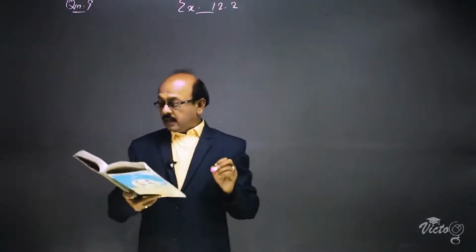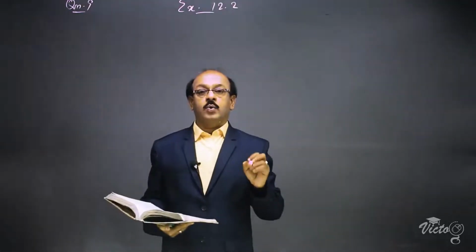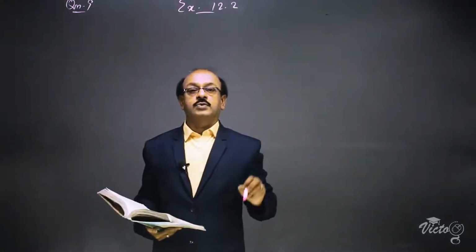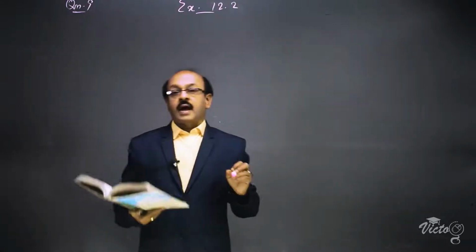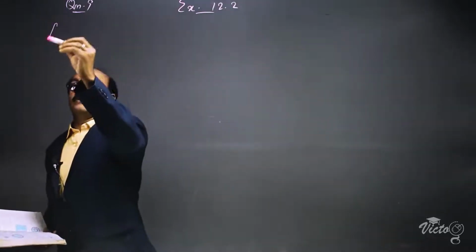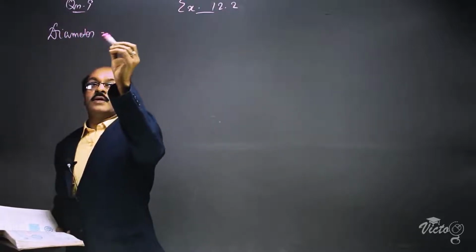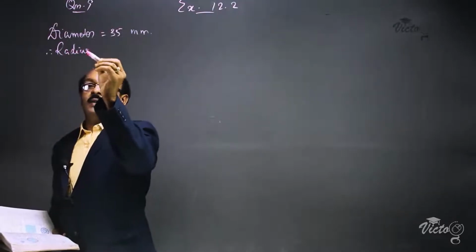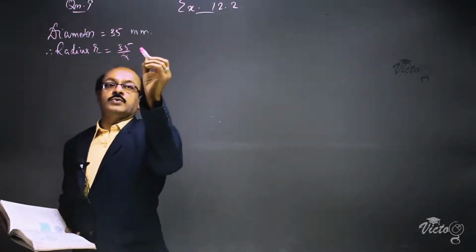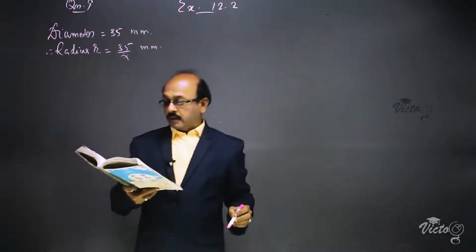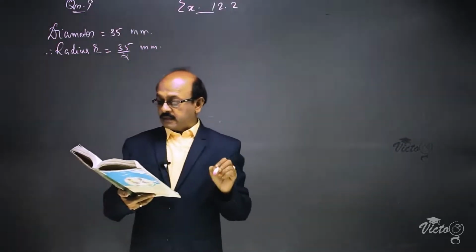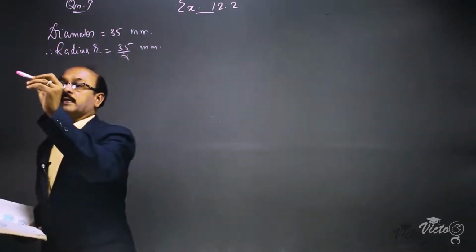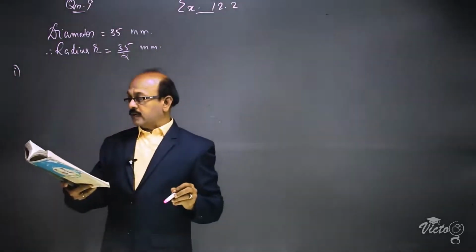First part is the total length of the silver wire required. Second part is the area of each sector of the brooch. These are the two parts we have to find out. Given diameter is 35 millimeter. Therefore, radius R is equal to 35 by 2 millimeter. And there are 10 sectors. It is divided into 10 sectors and 5 diameters. First part is the total length of silver wire required.